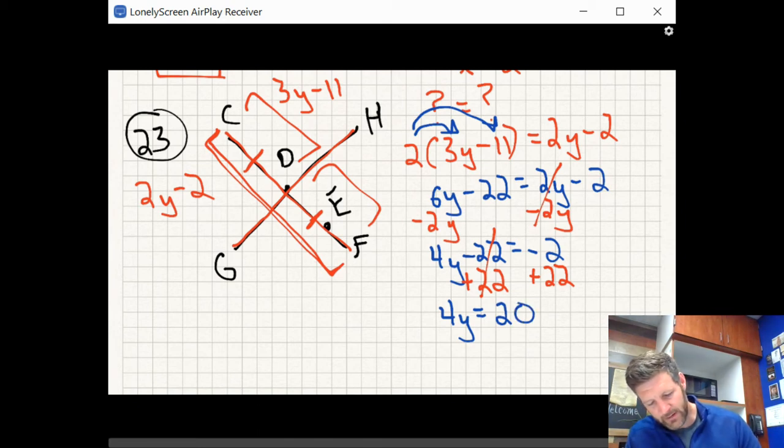Alrighty, now we've got 4 times y. What's the opposite of multiplying by 4? We're going to divide by 4. So again, that cancels out. 4 divided by 4 is 1, so that just leaves y by itself.